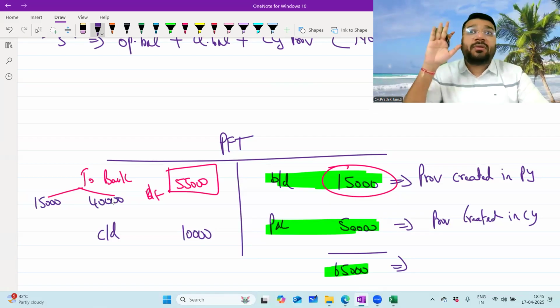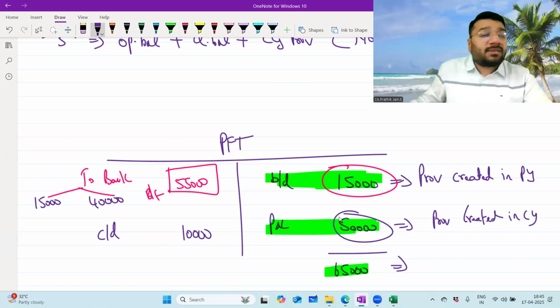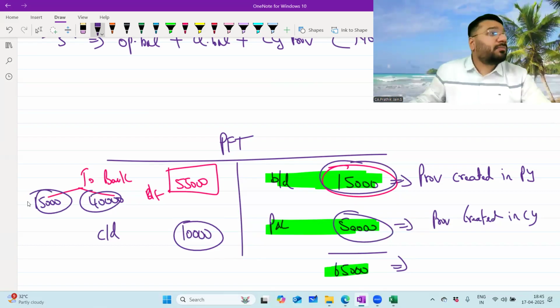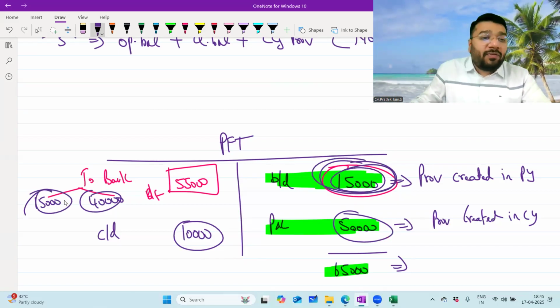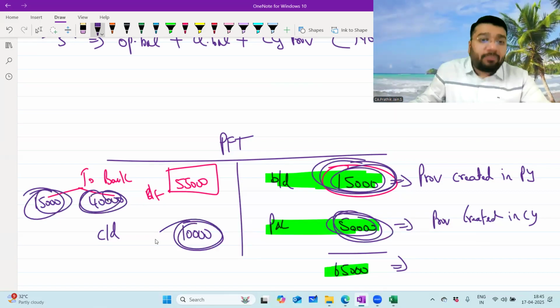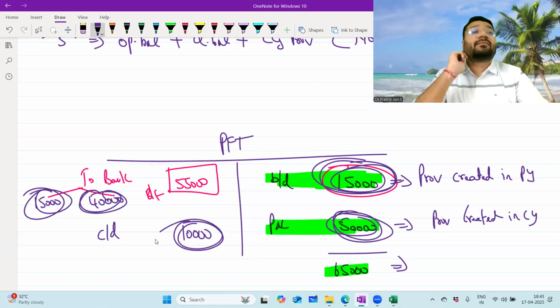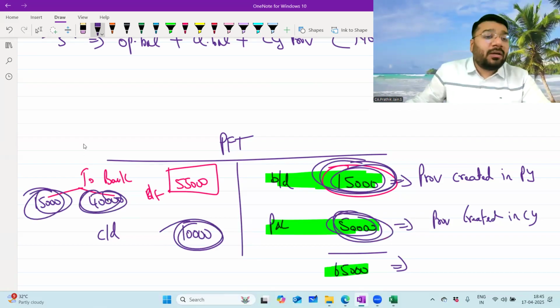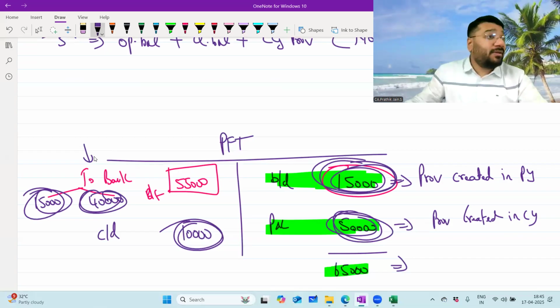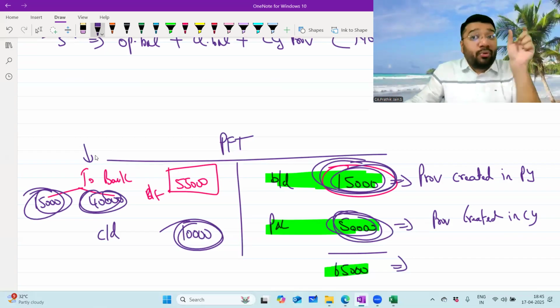Are you able to follow? So what is my current year's promise? 50. In that, how much did you pay? 40. How much is balance? 10. Previous year 15. Full 15 paid. Current year 50 promised. In that 40 paid, 10 not paid. So this is the concept of current year's tax and previous year's tax put together. Current year's tax means advance tax. So the advance tax and previous year tax concepts are coming together.